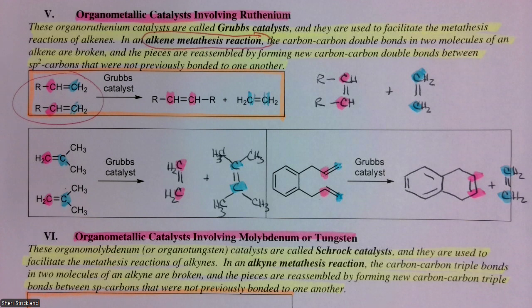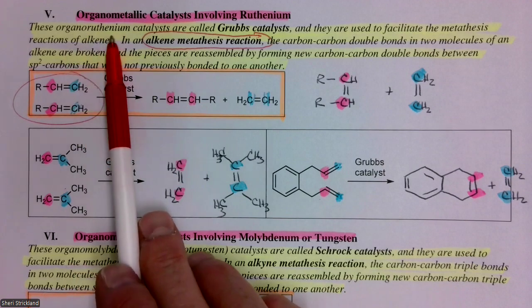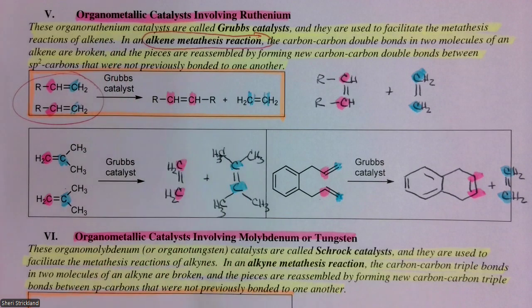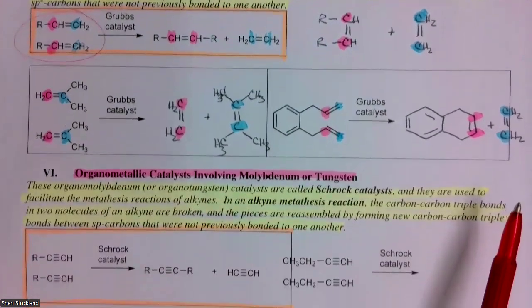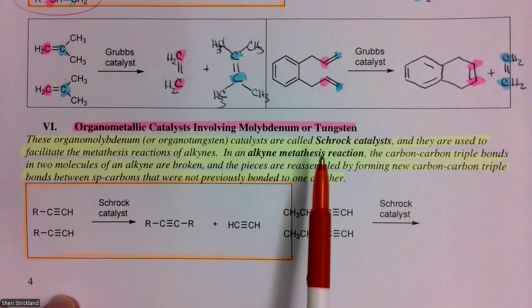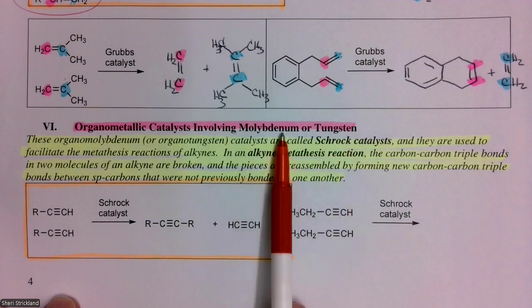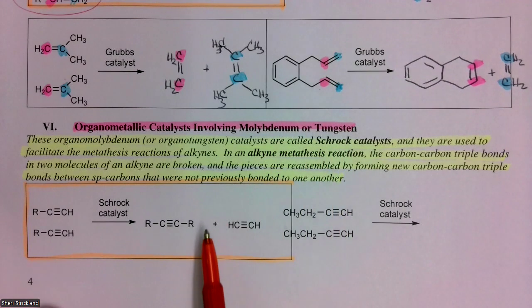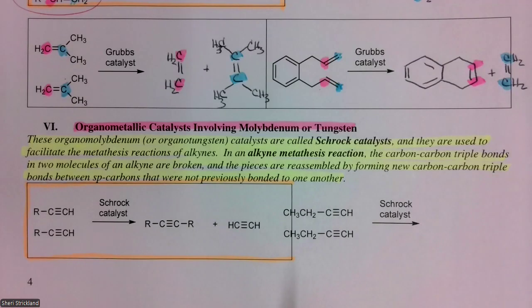Okay, so if you want to do alkene metathesis, you need a Grubbs catalyst, which involves organoruthenium compounds. If you want to do the same kind of reaction, but with alkynes, what you need are Schrock catalysts, and Schrock catalysts involve molybdenum or tungsten. With all of these catalysts for the metathesis reactions, I'm going to ask you to know the name of the catalyst and the metal that's involved, and nothing more than that.